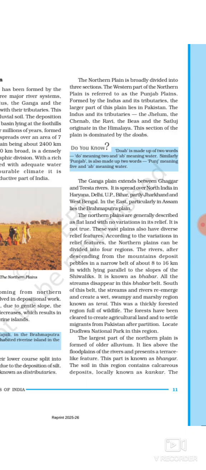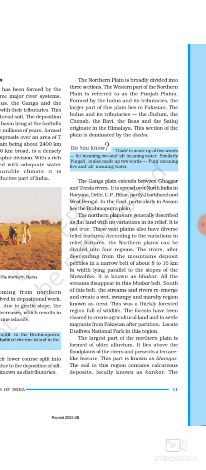Now, the Northern Plains are broadly divided into three sections. The western part of the Northern Plains is referred to as the Punjab Plains, formed by the Indus and its tributaries. The largest part of this plain is in Pakistan. The Indus and its tributaries, the Jhelum, the Chenab, the Ravi, the Beas and the Satluj, originate in the Himalaya, and the section is dominated by the Doab. Doab: Do means two, Ab means water, meaning the region in which the waters of two rivers meet.